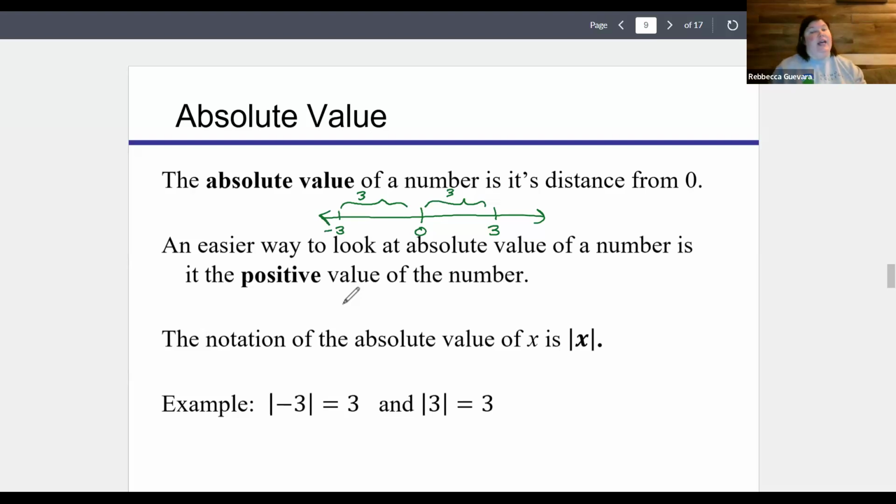So an easier way to look at absolute value of a number is that it's going to be the positive value of the number. The notation that we use are these bars here. We call those absolute value bars. And whatever goes in here comes out positive. Like we saw here, the absolute value of -3, its distance from 0 is 3, so it comes out a +3. +3, still same distance of 3, comes out +3.